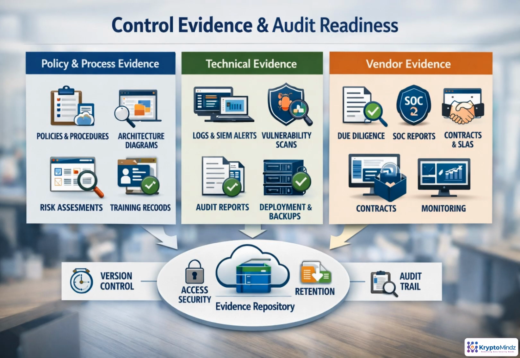Controls become audit-ready when evidence is collected as part of normal operations, not assembled in a rush later. For each control, keep proof of design, approval, operation, and review. That includes governance records, technical logs and scans, vendor due diligence, contracts, incident records, and training artifacts. Store evidence in a controlled repository with clear owners, versions, retention rules, access restrictions, and traceability. The audit mindset is simple. If you cannot produce reliable evidence, the control is hard to trust.